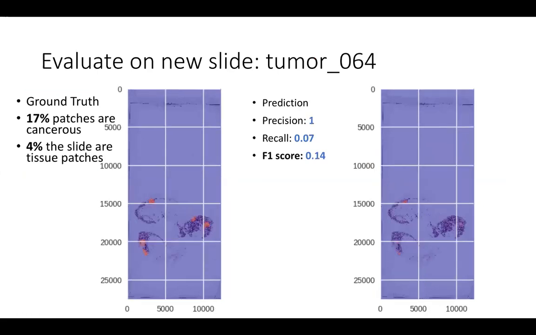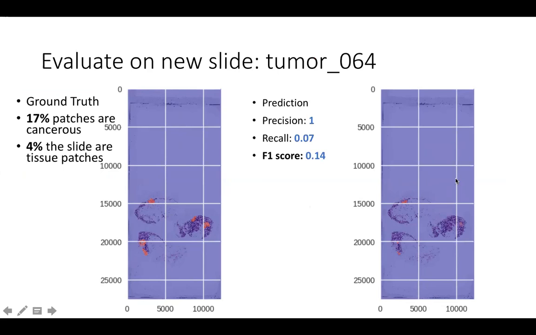In addition, I also evaluated the model's performance on tumor 064. By ground truth, 40% of the original slide are tissue patches, and among that, 17% of those patches are cancerous. And here are those regions. My model's performance on this tumor slide achieves a precision of 1 and a fairly low recall of 0.07, and the F1 score is 0.14. And here is a visualization of the predicted results.